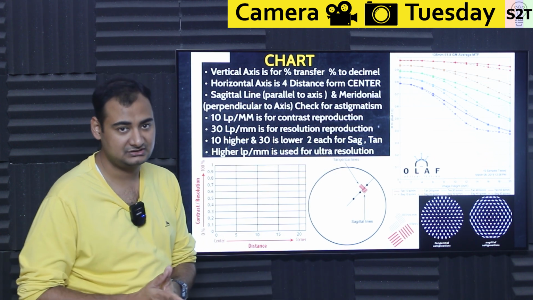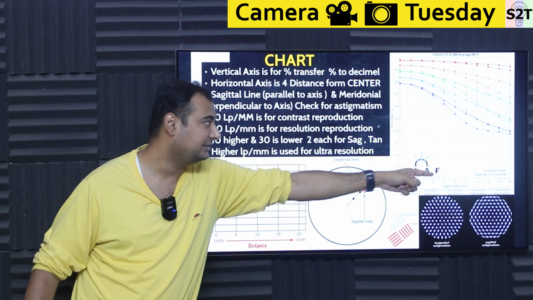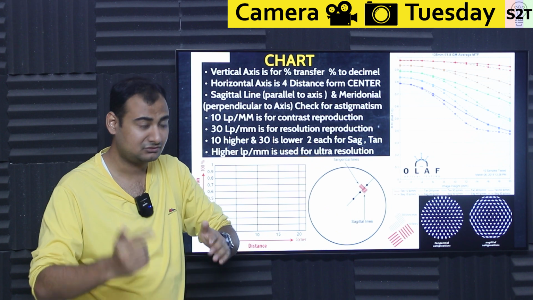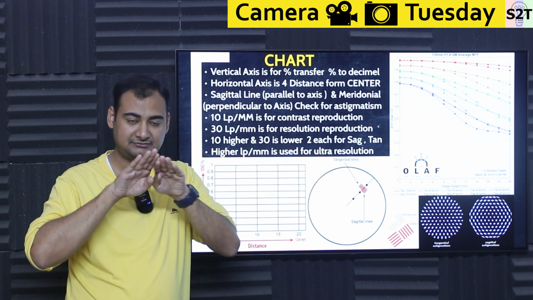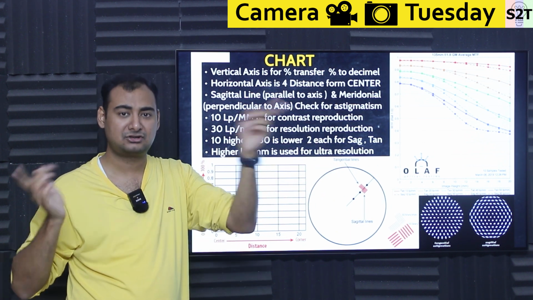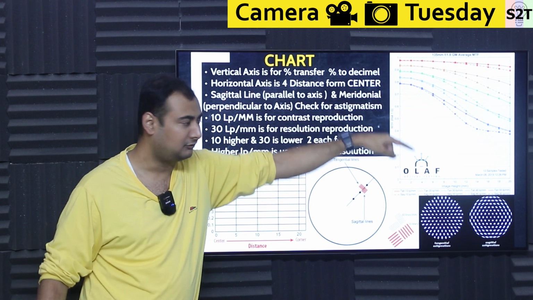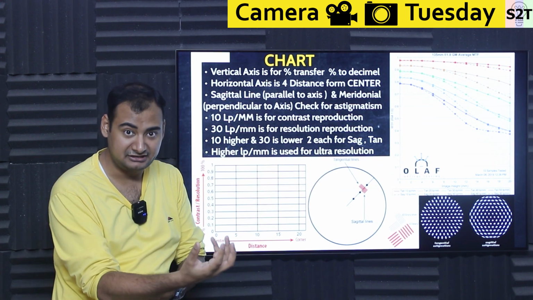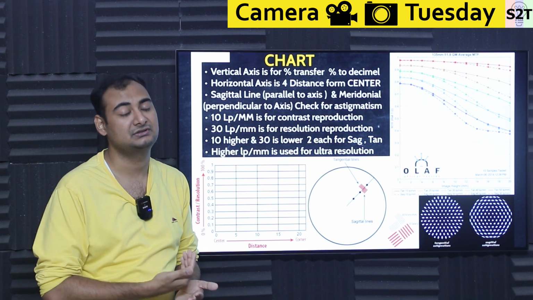So this is how we study the chart. Percentage, center to edge, and the lines: the closer the lines are to each other, the better the micro contrast. The flatter the line, the better the resolution and sharpness, and corner to corner sharpness would be better. And the falloff will happen if you increase the resolution, in terms of the fidelity of the scene. If you want to capture it, please focus on the center.